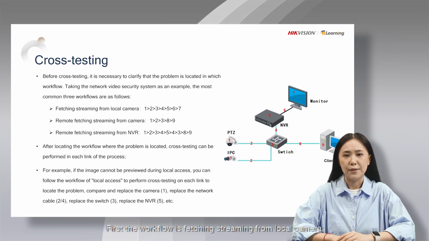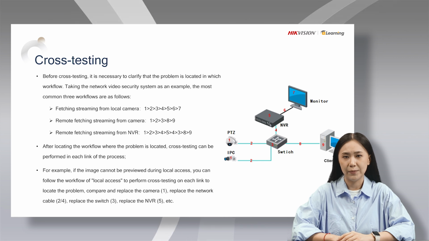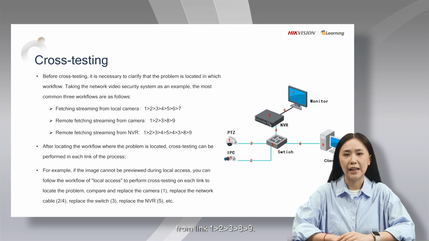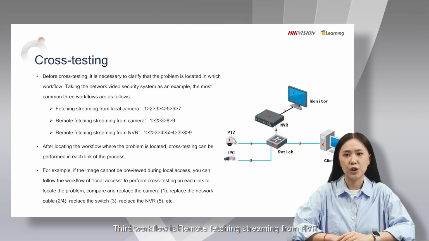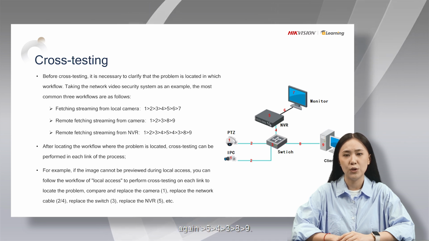The first workflow is fetching streaming from the local camera, from link 1 to 2 to 3 to 4 to 5 to 6 to 7. The second one is remotely fetching streaming from the camera, from link 1 to 2 to 3 to 8 to 9. The third workflow is remotely fetching streaming from the NVR, from 1 to 2 to 3 to 4, again to 5 to 4 to 3 to 8 to 9.